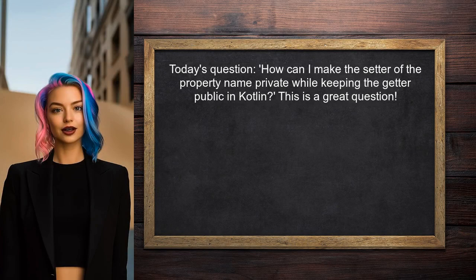Here's the specific question we're addressing today. One user asked, how can I make the setter of the property name private while keeping the getter public in Kotlin? This is a great question and one that can really enhance your code's encapsulation.